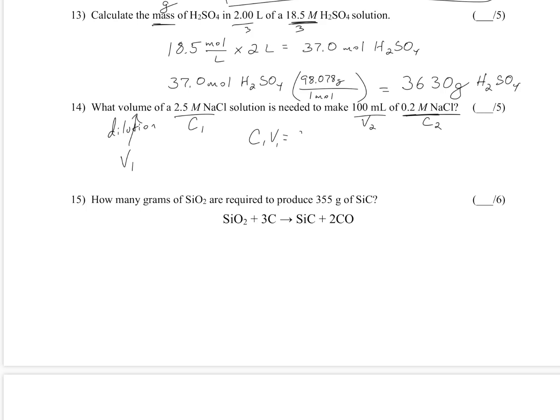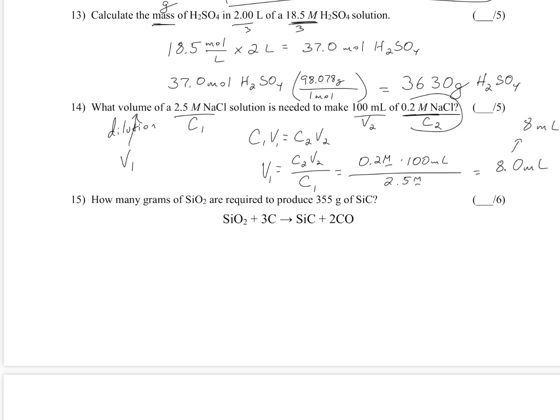C1 V1 equals C2 V2. Rearranging this, V1 equals C2 V2 over C1. I can plug in 0.2 molar times 100 ml over 2.5 molar, and I get from that 8.0 ml. Or in reality, it should just be 8 ml, just because this right here only had 1 sig fig.